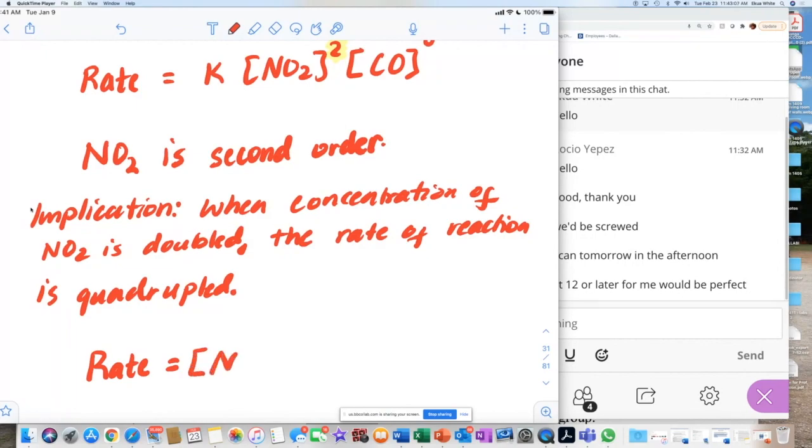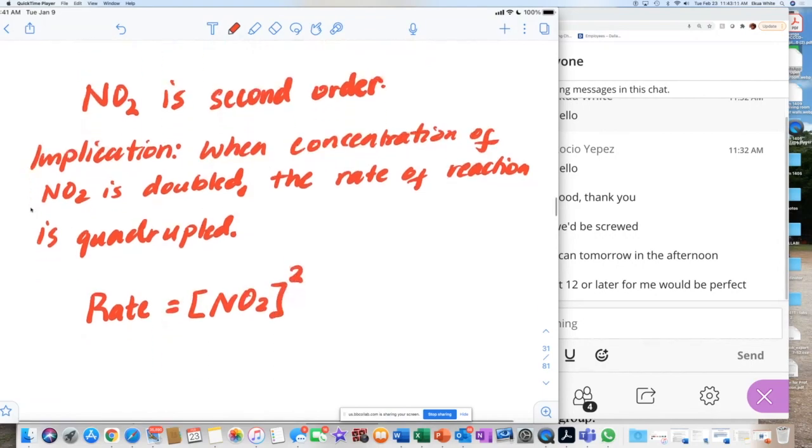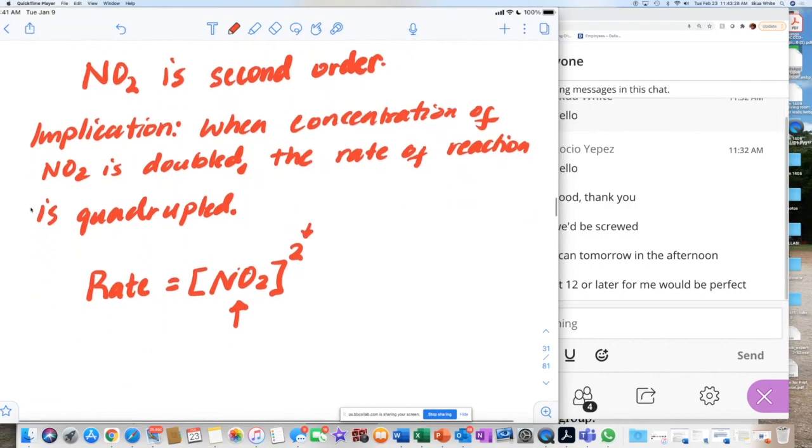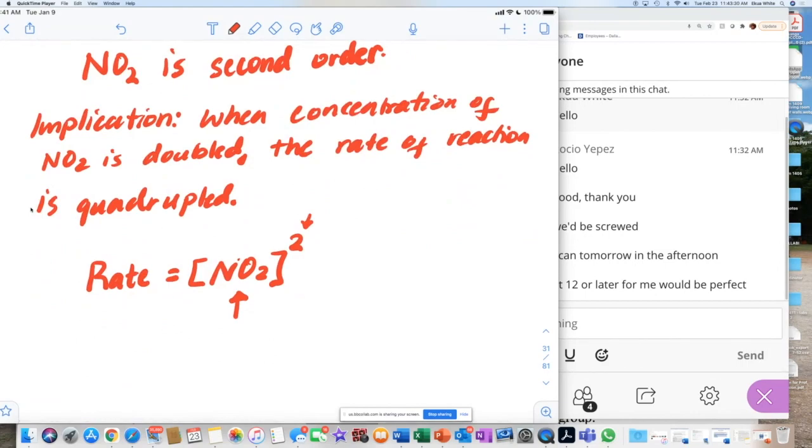So since we said NO2 is second order, that means if you double the number in here, you have to square it, right? That will quadruple the rate. That's what second order means. So to know a second order is good, but you also have to know the implication. What does this mean? How does this play out, right? So let me show you how doubling NO2 will change the rate.